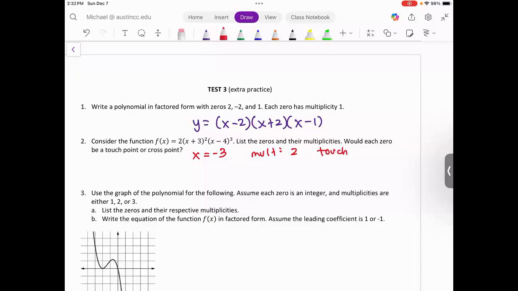We have a factor of x minus 4 corresponding to a zero of x equals 4. That factor is cubed, so it has a multiplicity of 3. Since that is an odd multiplicity, it will be a cross point. Remember, odd is cross, even is touch.